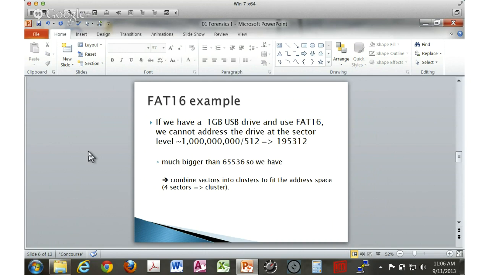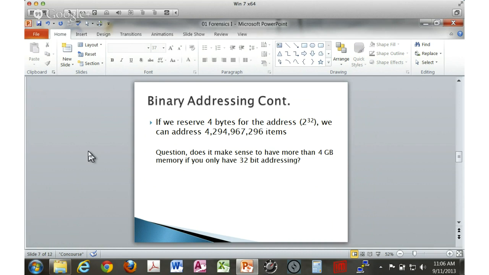So here's a question. 32-bit addressing is still here. Of course, Apple's new iPhone is 64-bit. That was actually the most impressive thing I saw yesterday.